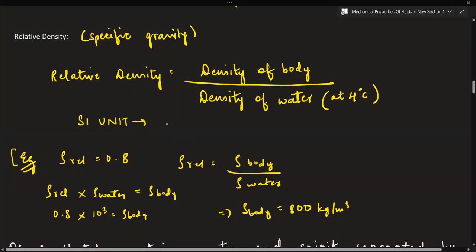Yes, the formula is given to you on the screen. Can you tell me the SI unit of it? It won't have any unit. Exactly, it will be unitless.